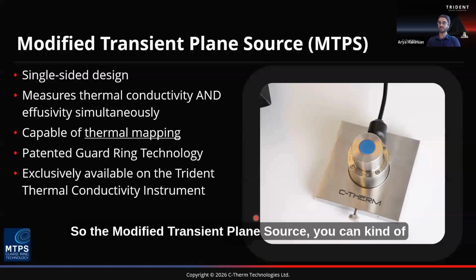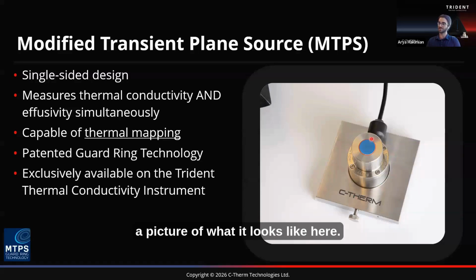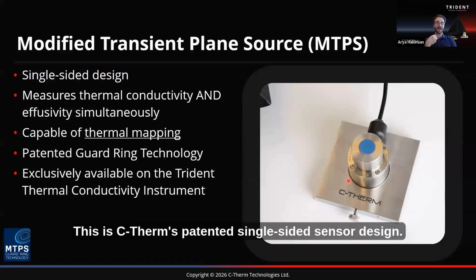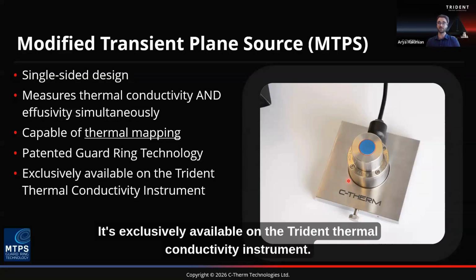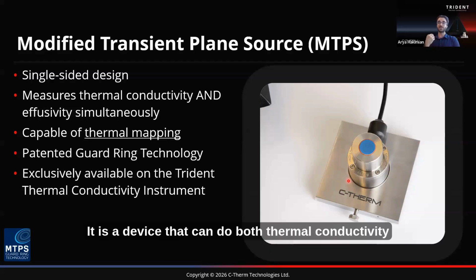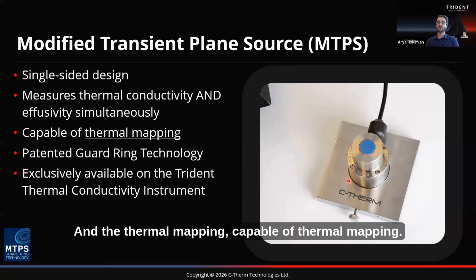The modified transient plane source, you can kind of see a picture of what it looks like here. This is C-Therm's patented single-sided sensor design. It's exclusively available on the Trident thermal conductivity instrument. It is a device that can do both thermal conductivity and a related property, which is thermal effusivity, and is capable of thermal mapping.